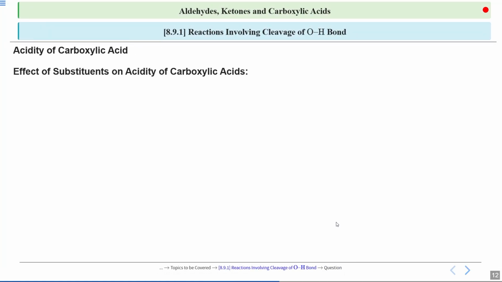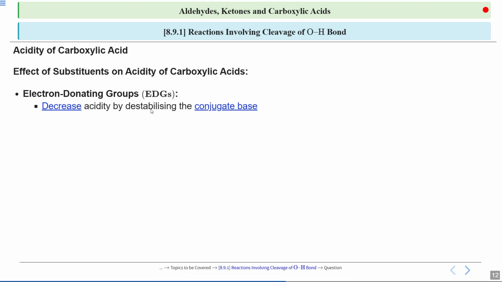Now we will see next about the electron donating groups. These groups can affect the acidity of carboxylic acids. Electron donating groups decrease the acidity by destabilizing the conjugate base. Electron withdrawing groups were stabilizing the conjugate base, but these are destabilizing the conjugate base. This means that when these groups are present, the carboxylic acids are less likely to donate a proton.